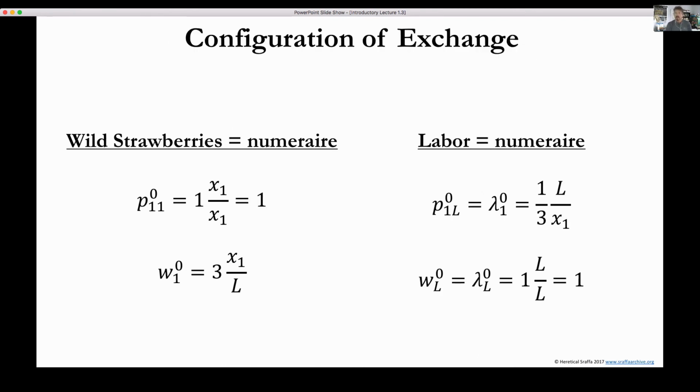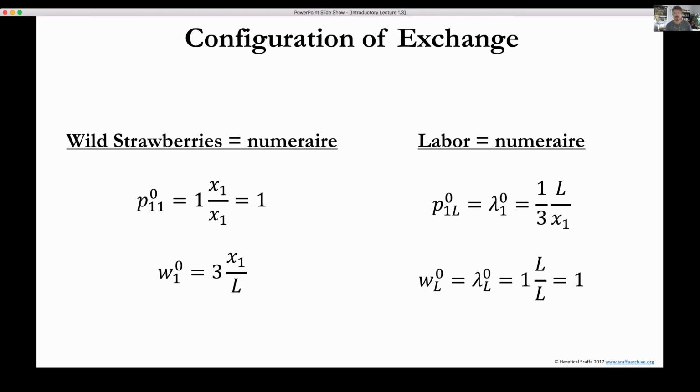Now what we can do is develop this thing I call the configuration of exchange. This is related to my paper in Research in the History of Economic Thought and Methodology, where we start looking at the question of the configuration of exchange. Here we have the idea that the price is not just any one thing.